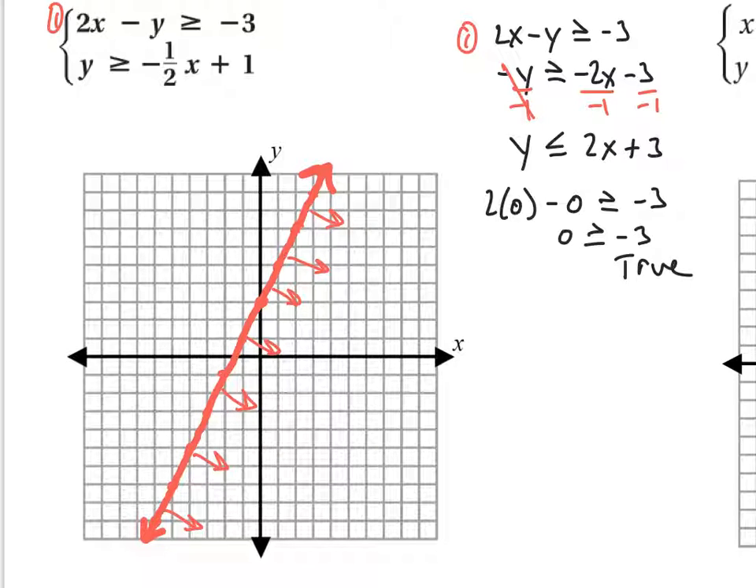So now we move on to the second inequality. I'll do this one in blue. But the second inequality is already written in slope-intercept form for us, so that's nice. So I can go ahead and go to 1 for my y-intercept and count a slope of negative 1/2. So down 1, right 2. And again, go all the way across your graph in both directions.